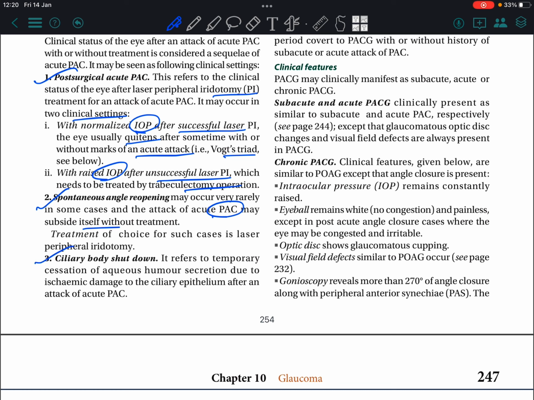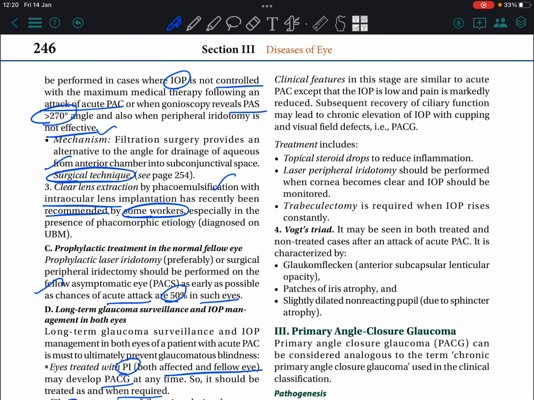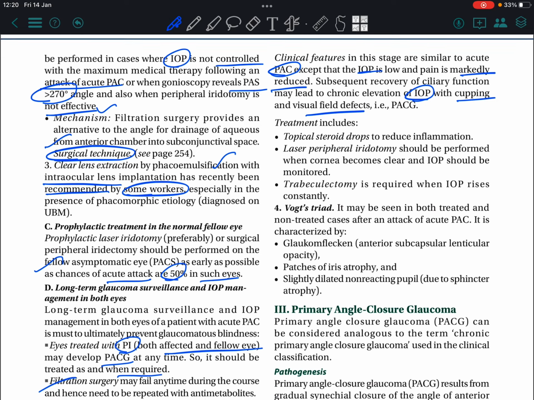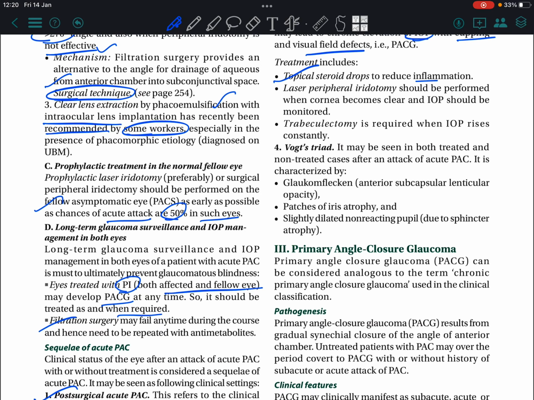Ciliary body shutdown refers to temporary cessation of aqueous humor secretion due to ischemic damage to the ciliary epithelium after an attack of acute PAC. Clinical features in this stage are similar to acute PAC, except that IOP is low and pain is markedly reduced. Subsequent recovery of ciliary function may lead to chronic elevation of IOP with cupping and visual field defects. Treatment includes topical steroid drops to reduce inflammation, and laser peripheral iridotomy to be performed. Trabeculectomy is required when IOP rises constantly.